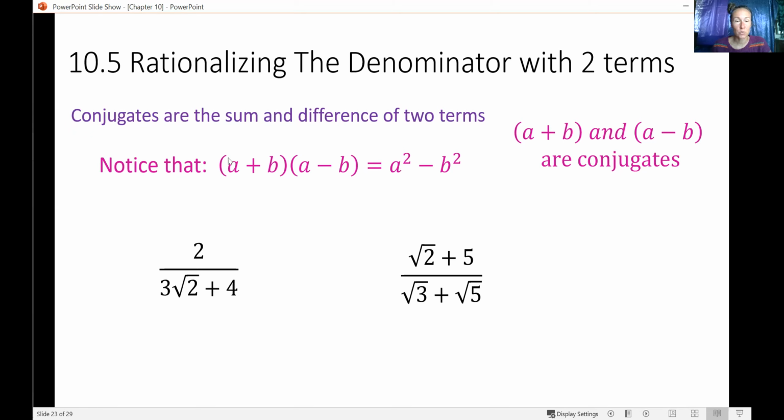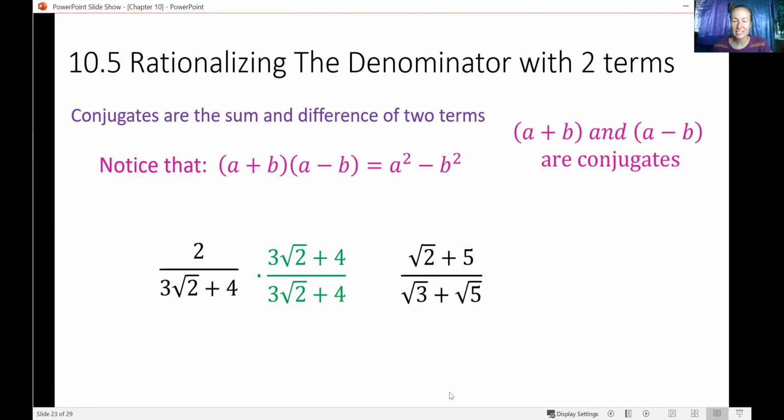So this is how conjugates work. Their cross terms cancel out, and so you just get the first term squared minus the second term squared. So if both terms end up becoming squared after we multiply out, then it's this that we want to multiply by to get rid of any kind of square roots in our denominator. So when we look at our first example, 2 over 3 times the square root of 2 plus 4, we want to multiply by the conjugate of 3 root 2 plus 4. So we're going to multiply by 3 root 2 minus 4.